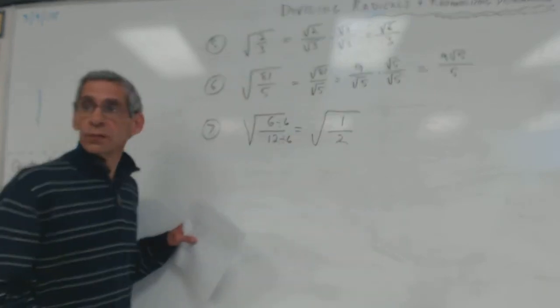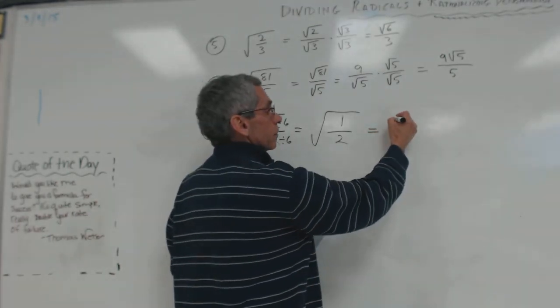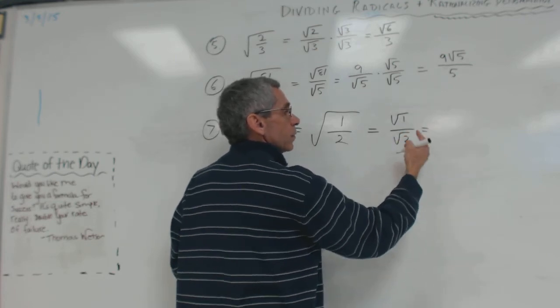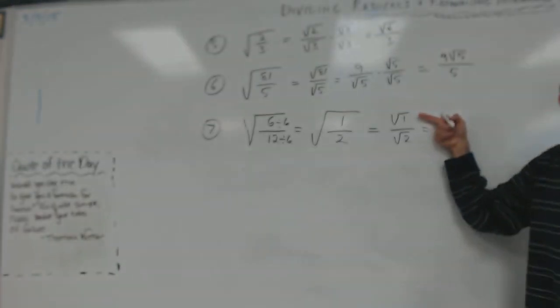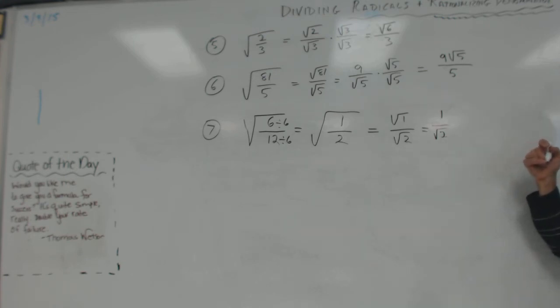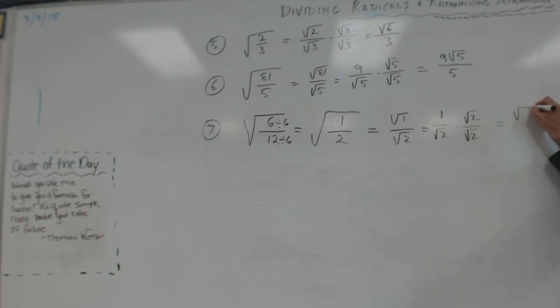1 over 2, am I right? Which equals the square root of 1 over 2. What is the square root of 1? It's 1, over the square root of 2. Now, Michael, rationalize. What do I do? Multiply by square root of 2 over square root of 2, right? Yes. Equals square root of 2 over 2. Beautiful. We're done.